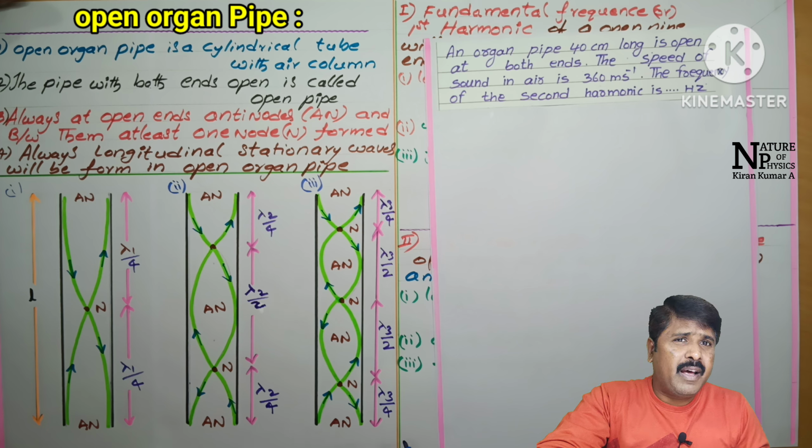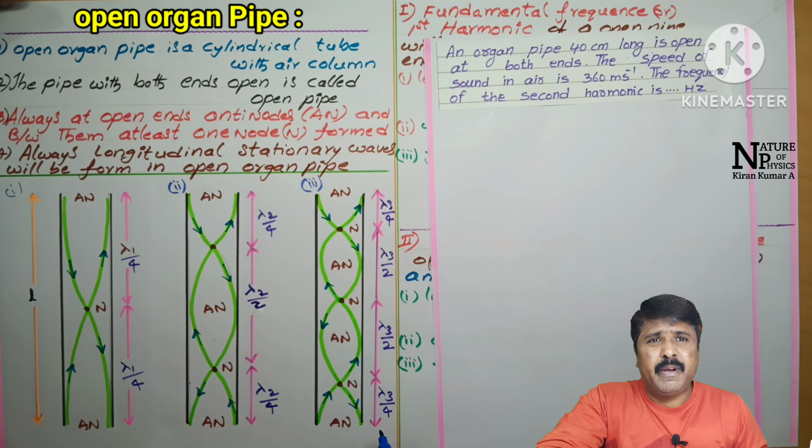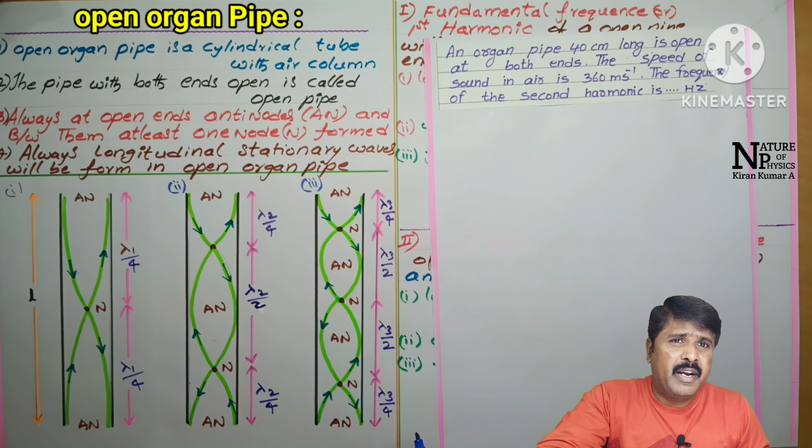In an open organ pipe or closed organ pipe, particularly we are discussing the open organ pipe, harmonics and overtones take place, student. So what is the fundamental frequency? The minimum frequency with which stationary waves form is called the fundamental frequency.